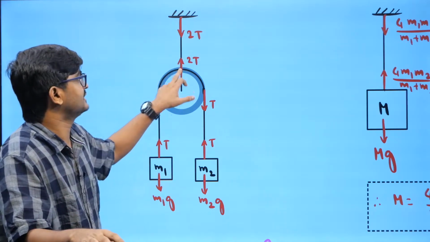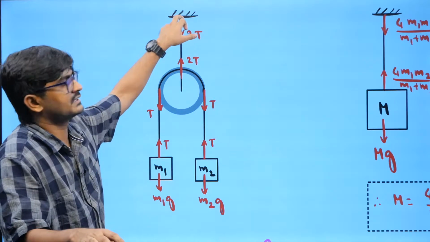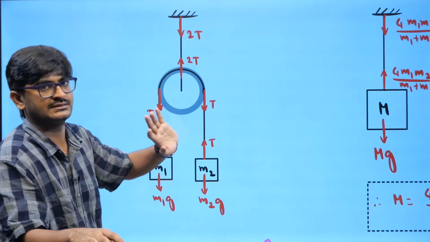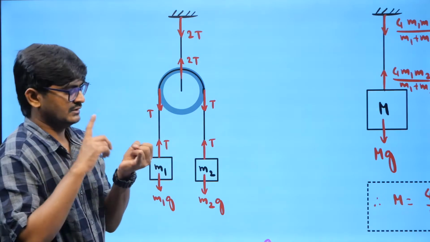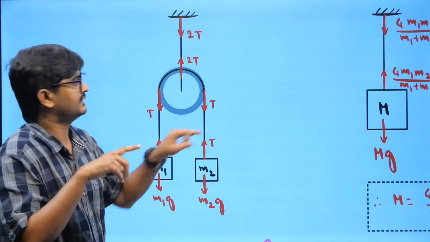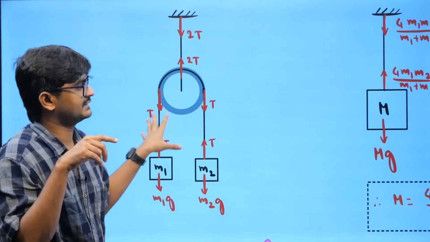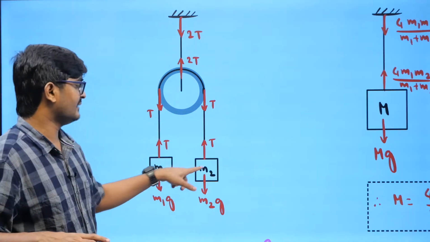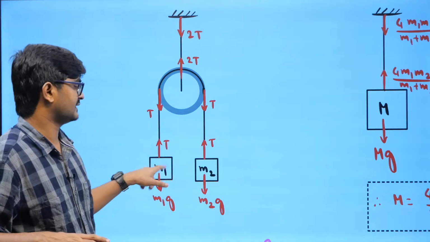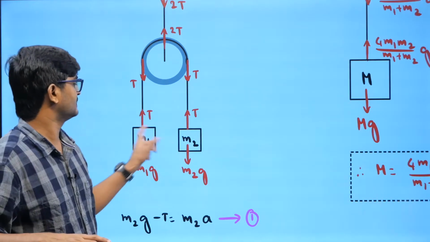Now again, if this tension is 2T, the tension at every point on the string is 2T because the string is massless. So what are the assumptions? Strings are massless and frictionless, and pulleys are also massless. That's what we have taken. Now I will be writing F equal to MA for this one. I will be assuming this will go down, this will go up.